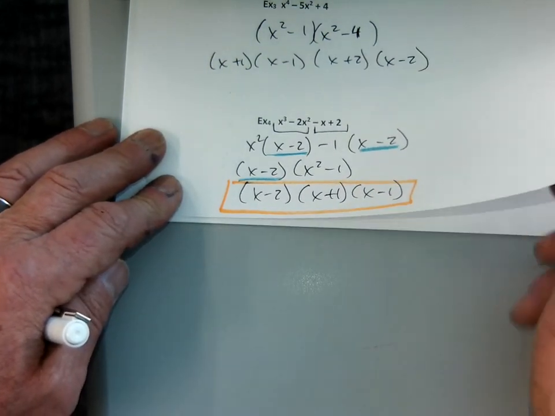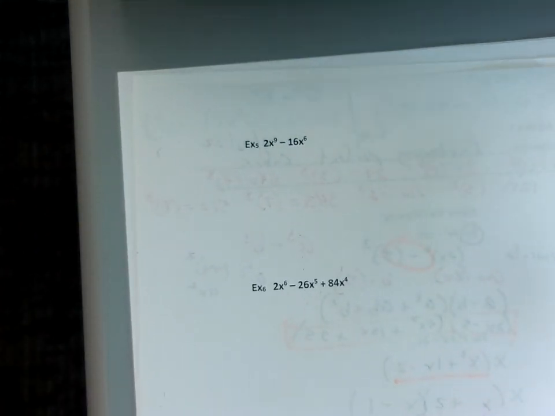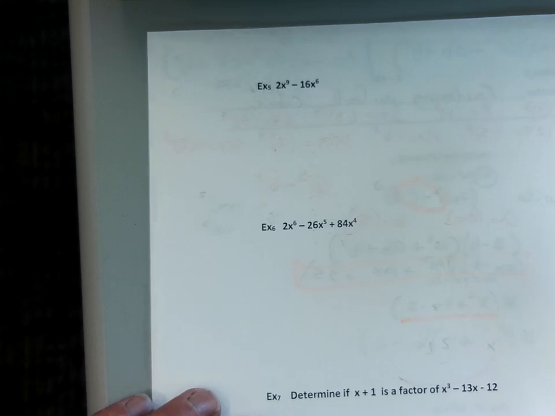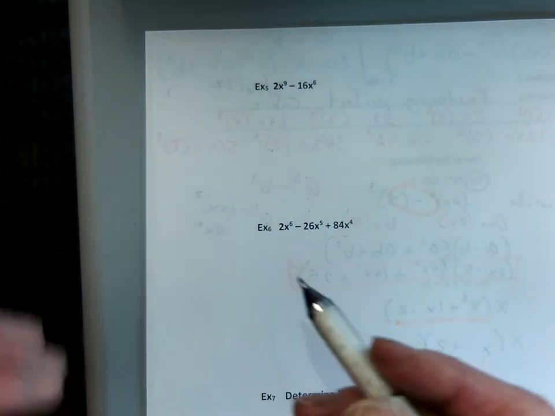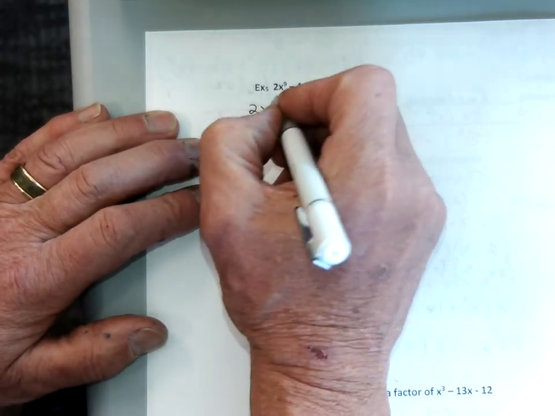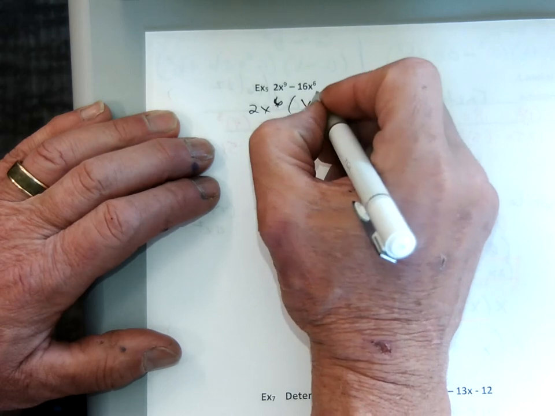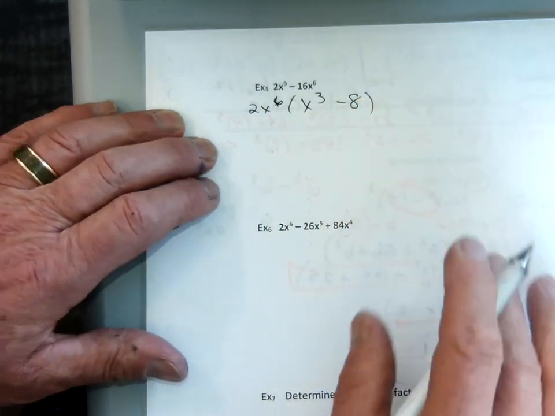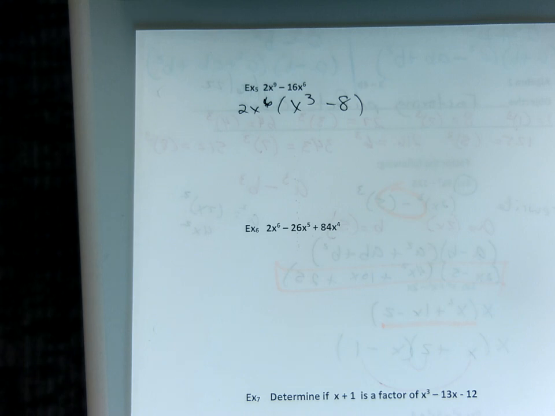Okay, ready? All right, here we go. Now, example 5. Can we make it smaller? What should we do? 2x. 2x to the 6. Good, I totally agree. I'd have a 2x cubed minus 8. All right, are we okay with x cubed minus 8? Yes.